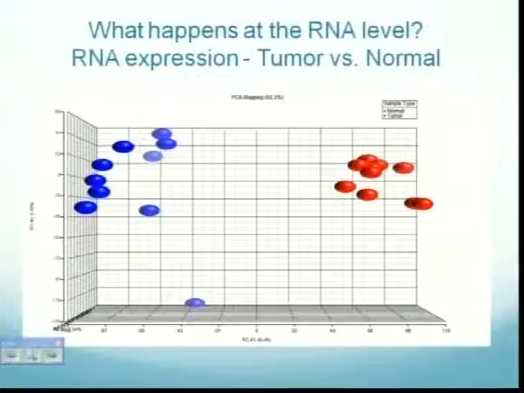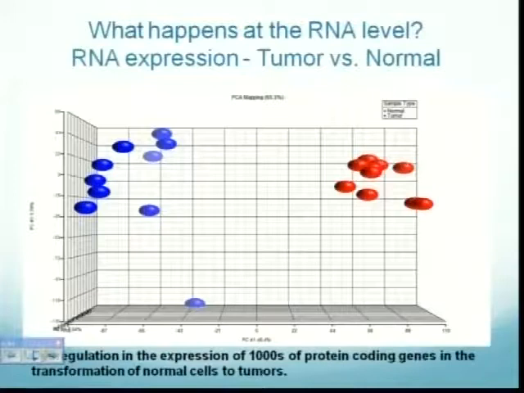Here, the samples in red are normal breast tissue. These samples in blue represent triple-negative breast cancers. And what you can see is the normals cluster pretty well together, the triple-negatives somewhat cluster together, but you see this sort of wide separation based on gene expression. And what we begin to realize is that there's a dysregulation of thousands of protein-coding genes in the transformation of normal cells to tumors.